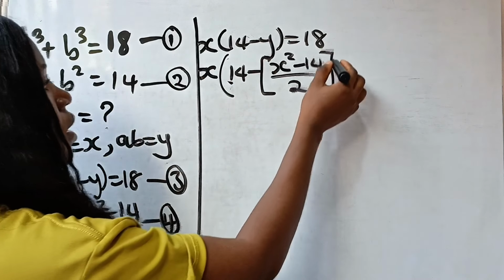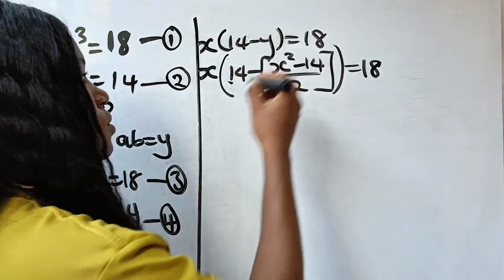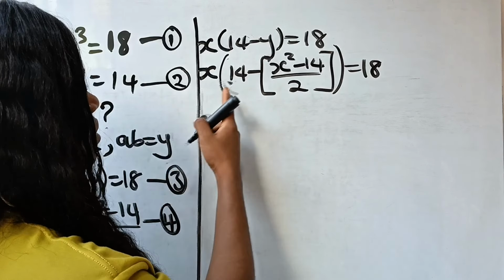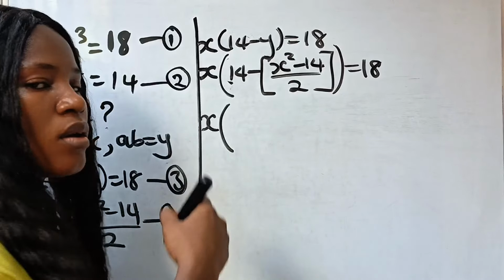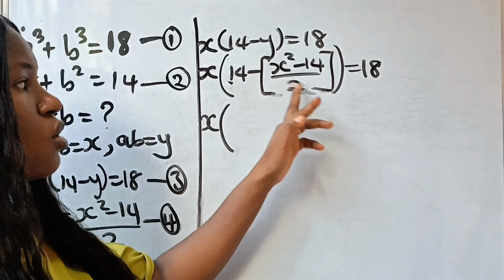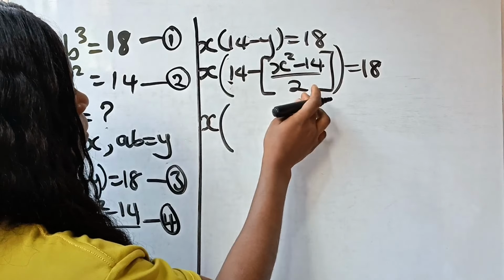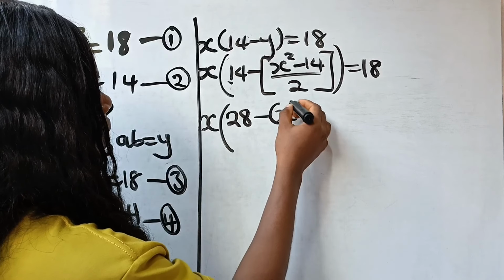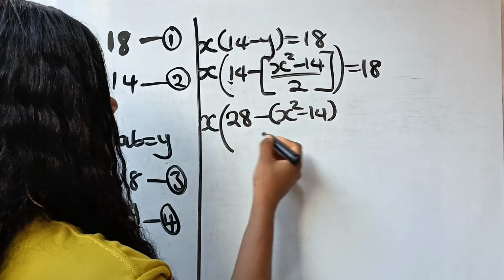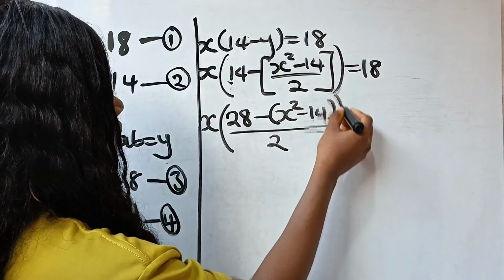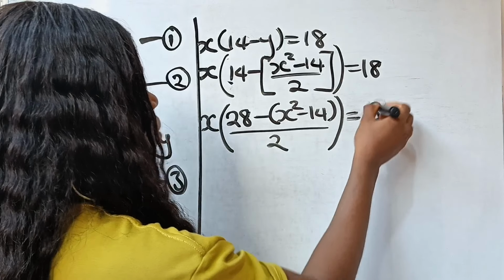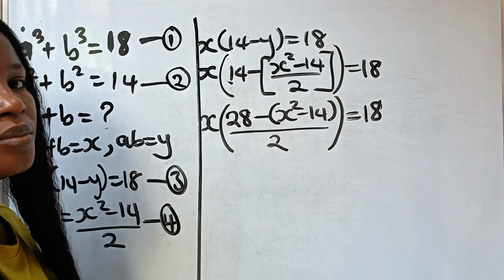Okay, now this is equal to 18. So we have x bracket, let's make everything to be equal to its denominator to be 2, right? So we just multiply this by this to have 28 minus x squared minus 14 divided by 2, right? And this is equal to 18.